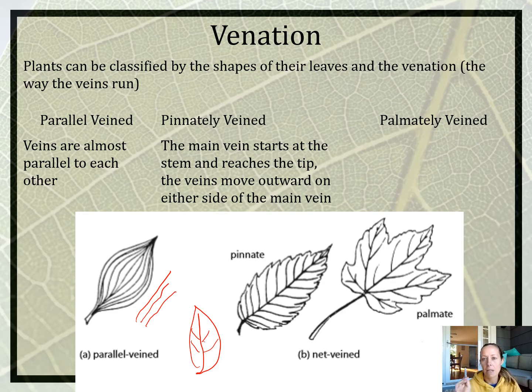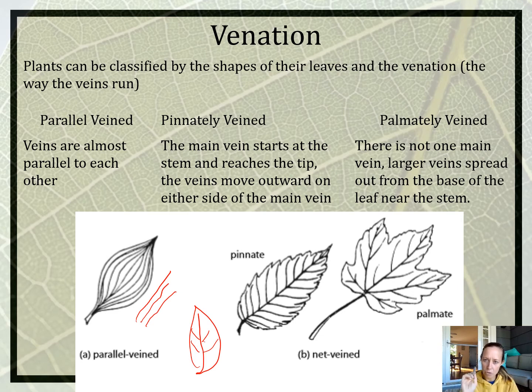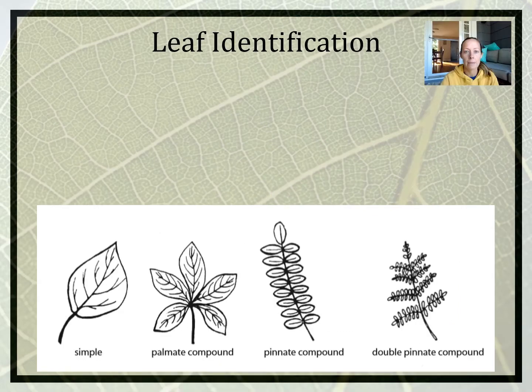And then the last one is palmately veined. So think of it, it kind of looks like the palm of your hand, right? Where you have all of your veins running from one central point that kind of spiders out along the leaf. All right, so parallel, pinnately, or palmately veined are your three different types of veins in leaves. You should have pictures of those three leaves, okay, and which one is which, so you can ID them.